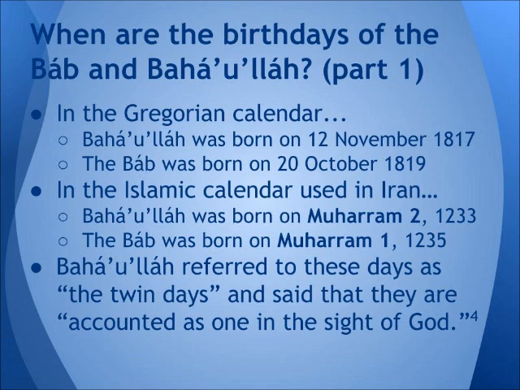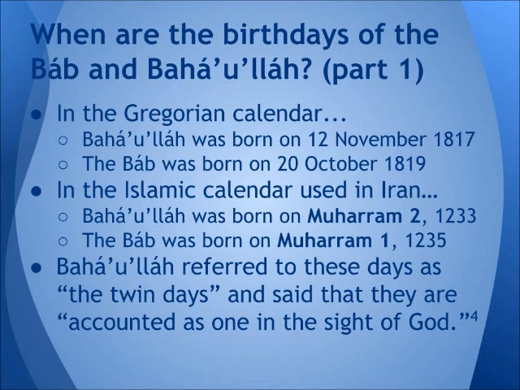In the Gregorian calendar, Baha'u'llah was born on 12 November 1817, and the Bab was born 2 solar years later on 20 October 1819. Now, in the Islamic calendar used in Iran, Baha'u'llah was born on Muharram 2, 1233, and the Bab was born on Muharram 1, 1235.